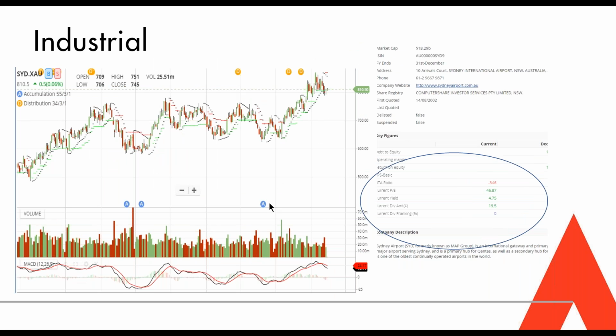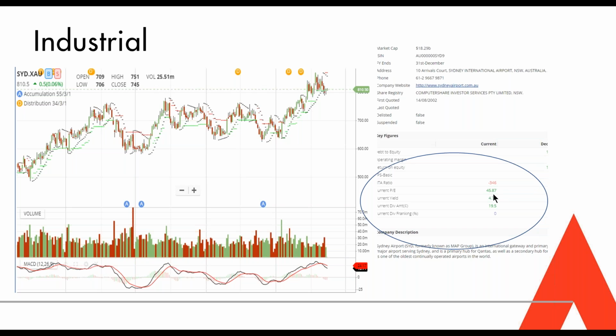Then we look at the industrial sector. In this sector, I've chosen Sydney Airport. Been travelling a little bit sideways. It's now in a nice uptrend after an accumulation alert. And I'd consider this probably a growth share because I have looked at Sydney's background, what it's doing, and I like the business model and the future potential. So I'm going to put this into my portfolio more so as a growth investment.